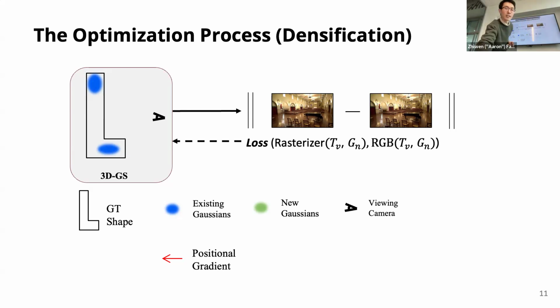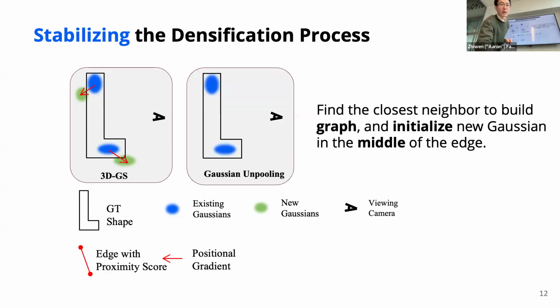The original method uses some heuristic rule to clone Gaussians based on the gradient only, but the sparse view case is quite noisy for the densification process. So you can see it cannot clone the Gaussian points very accurately to complement the L shape. That's why we are trying to get rid of the heuristic rule.